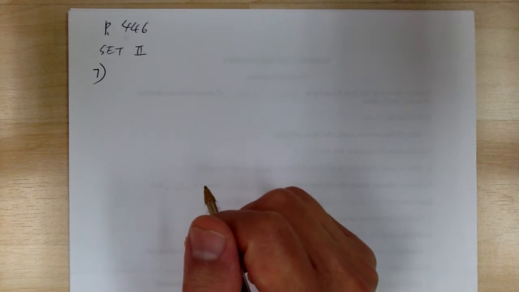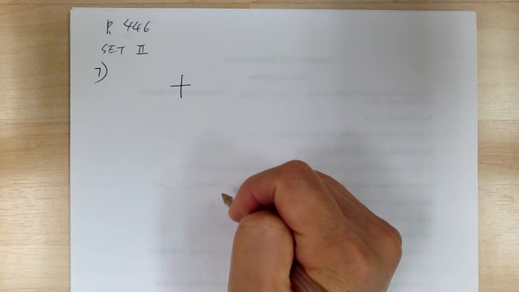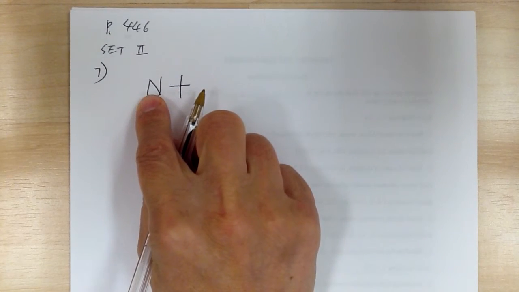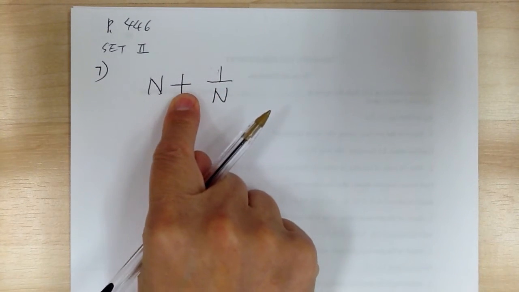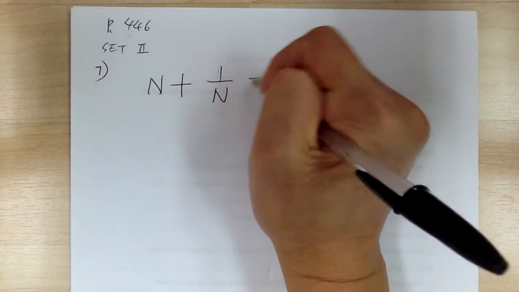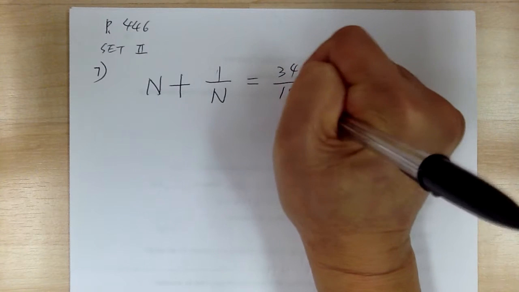So again, you've got to translate exactly what it says, right? The sum means plus. And it says the sum of a number, so that's n. The sum of a number and its reciprocal. Reciprocal means you flip it over. So the sum of a number and its reciprocal is, means equal, 34 over 15. So that's your equation.